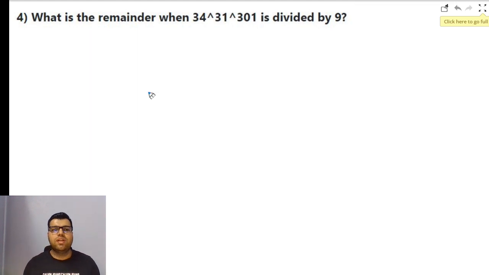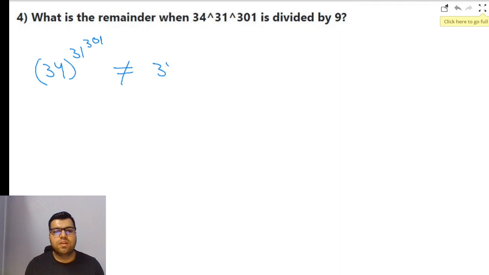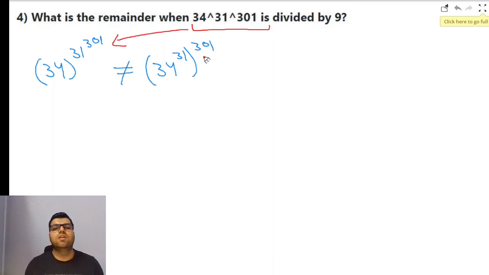Let us see. So students, don't get confused. This thing is not written properly. It is 34 raised to power 31 raised to power 301. It is not equal to 34 raised to power 31, all raised to power 301. These are two different things. So in this question, this particular value is this and not that, because if they were asking that, then it would equal 34 raised to the power of 31 into 301, where we multiply the two.